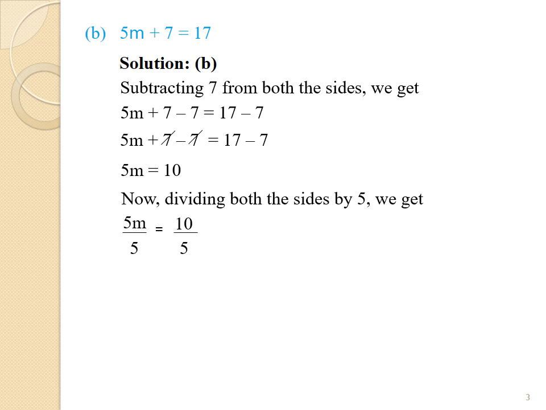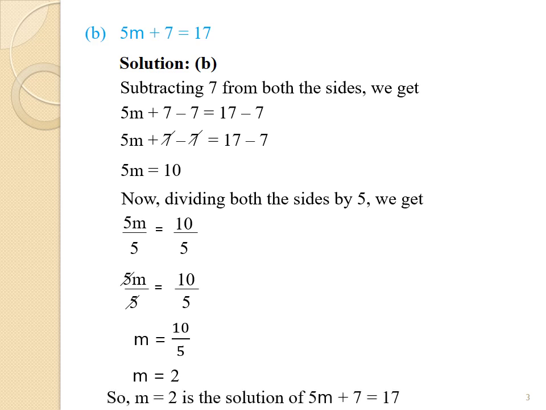Cutting common 5 from left hand side and dividing 10 by 5, we get m equals to 10 upon 5. Dividing 10 by 5, we get m equals to 2. So, m equals to 2 is the solution of 5m plus 7 equals to 17.